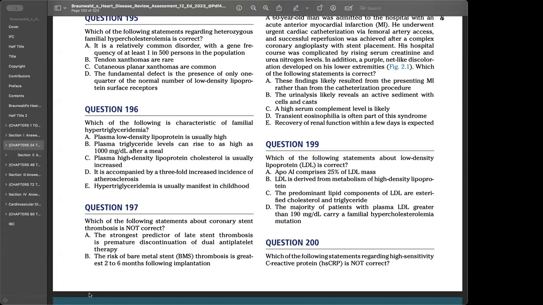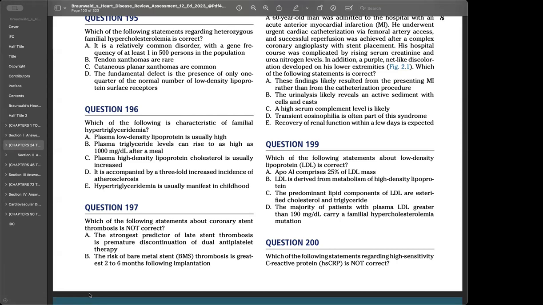The correct thing from what I said is that the strongest predictor for stent thrombosis is premature cessation of antiplatelet therapy. Generally, discontinuation of dual antiplatelet therapy is a strong predictor of stent thrombosis. It doesn't have to do with whether it's early or late.